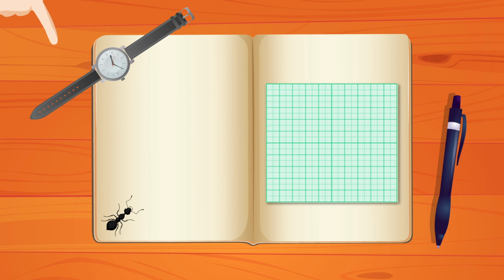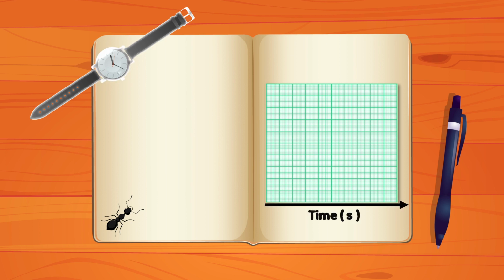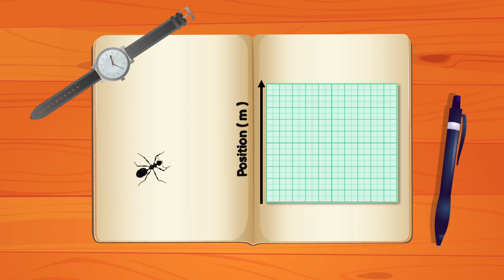To measure motion, we need to observe the time taken by the object to complete that motion. The passing time is plotted on the horizontal part of the graph called the x-axis. The position is marked on the vertical part of the graph called y-axis.